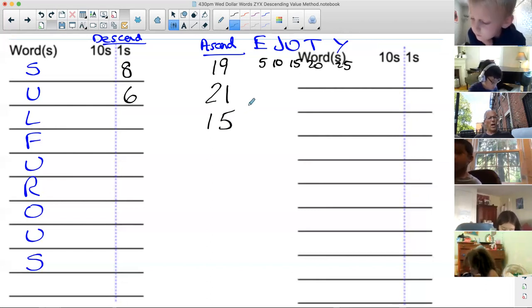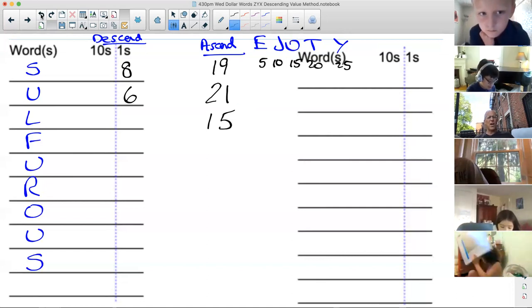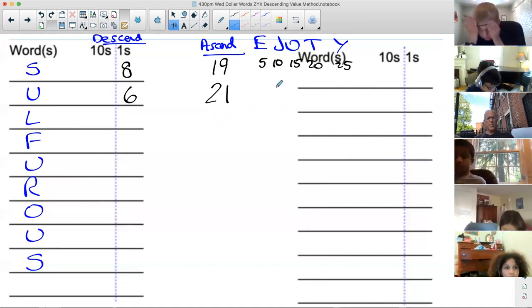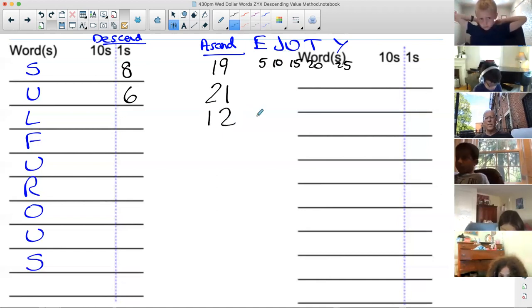Now, I don't think L is 15 because I know that O is 15 under ascending. So who can rethink the L? Who's got it? Raise their hand, please, if you've got the L under ascending method. Okay, go for it. Gabby. 12. Guys, you see that L comes two after J? J, K, L. So it is 12. And on three, everybody, give me the descending. 1, 2, 3. 15. Because 27 minus 12 is 15.